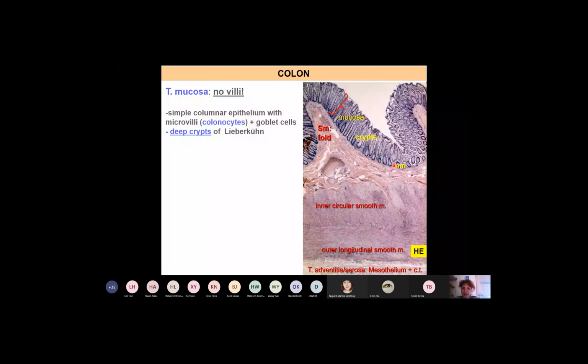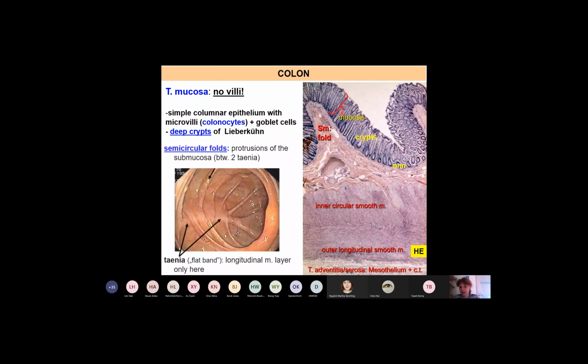And if you check the layers, the most important difference between small and large intestine is that we do not have any villi here, only crypts. So as you can see in the picture, we have these invaginations, so we have these intestinal glands. These are also simple tubular glands, but we do not have these projections anymore. Epithelium is the same, so simple columnar epithelium with microvilli.